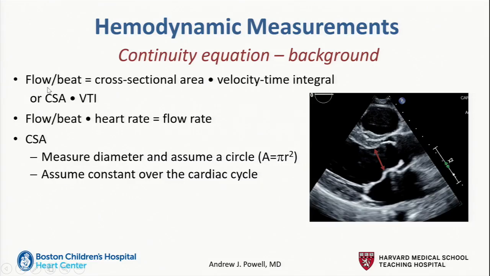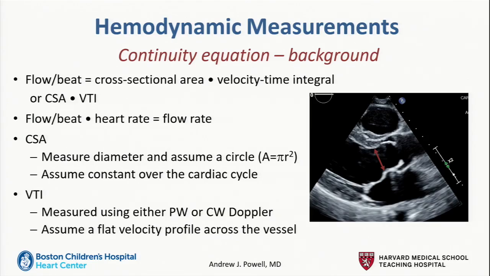So how are we going to measure the cross-sectional area? Typically it's done by measuring a diameter and then assuming that this is a circle. Not always true, but that's typically the assumption that's made, and you apply the formula for the area of a circle. And then in these calculations, we are also assuming that that area is constant over the cardiac cycle, but in reality it's probably not.